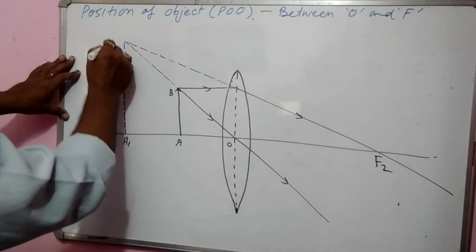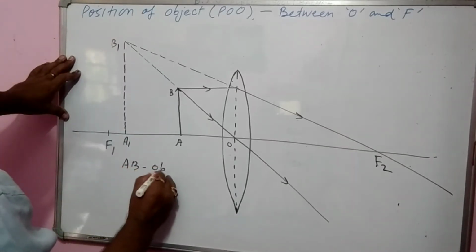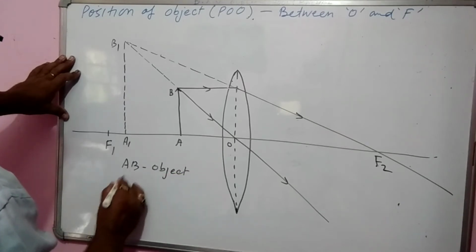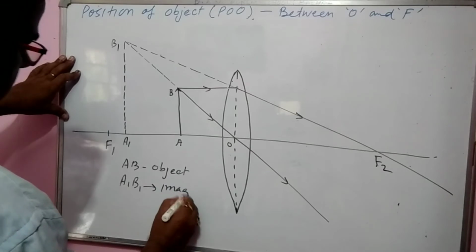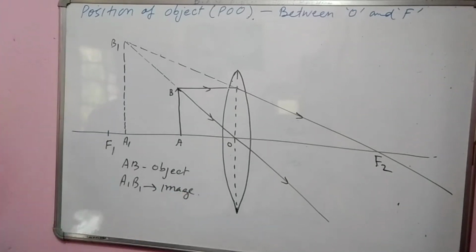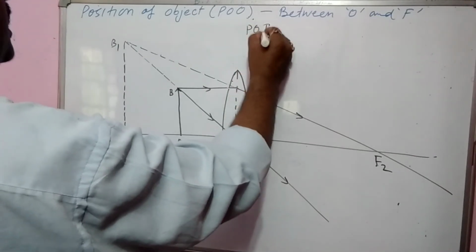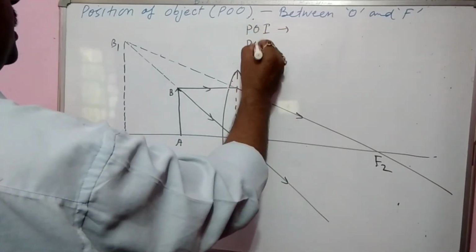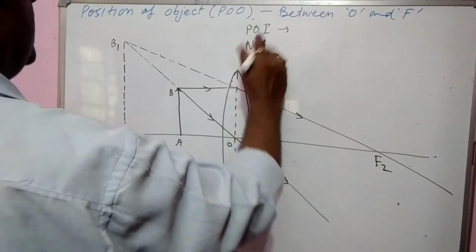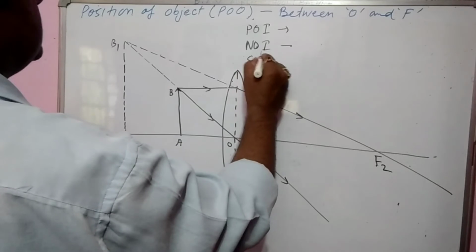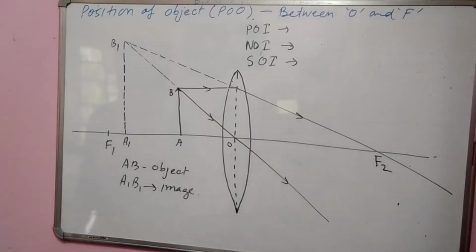A1 B1 is the image here. AB is the object and A1 B1 is the image. You have to write three things: position of image, nature of image, and size of image.